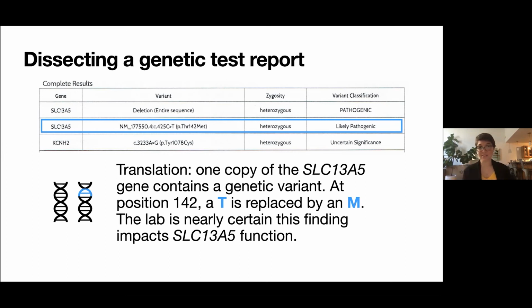But if we look to the very next thing in the brackets, we find that this impacts the resulting protein sequence. So now what we're seeing is that in the protein, at the 142nd position, a T, or a threonine, is changed to an M, or a methionine. That's what those letters are standing for. So it's a little bit confusing, but remember, every DNA instruction codes for a protein. So they're basically describing the exact same variant, but giving us the coordinates in both the DNA and the protein sequence. That's why we see two things here. Again, this is a heterozygous change, meaning that it was found on only one copy of the SLC13A5 gene, and the lab is interpreting this to be likely pathogenic, meaning that they are very confident that this finding impacts the SLC13A5 function.